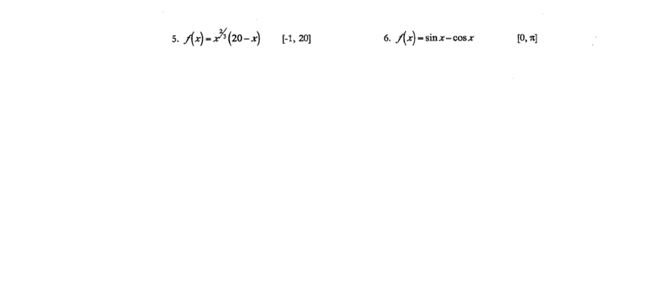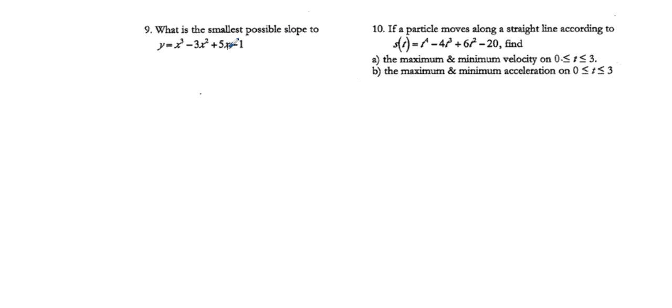Next, let's look at 9. What is the smallest possible slope to y equals x cubed minus 3x squared plus 5x minus 1? Well, to find the slope, we need to find the first derivative. So we're going to say y prime equals 3x squared minus 6x plus 5. And we're trying to find the smallest possible slope. This is the slope generator. So to find the smallest possible slope, we need to do a candidates test to that.